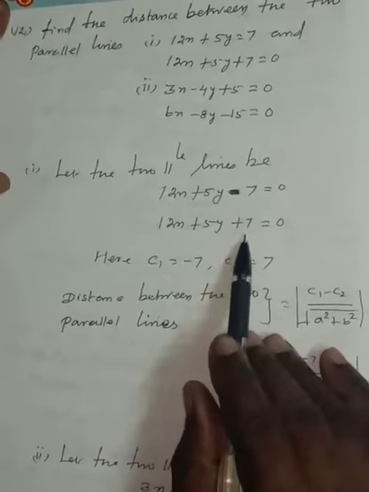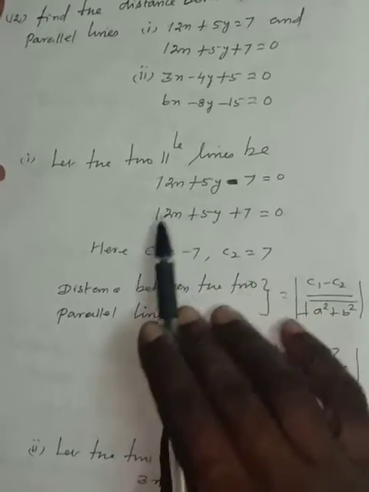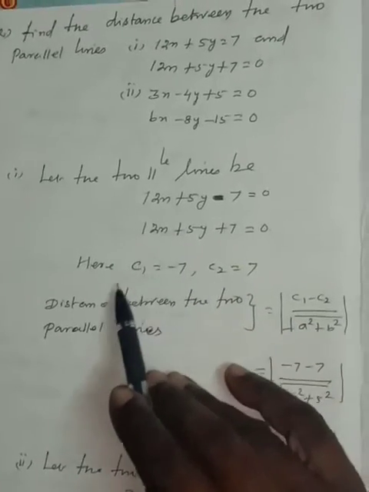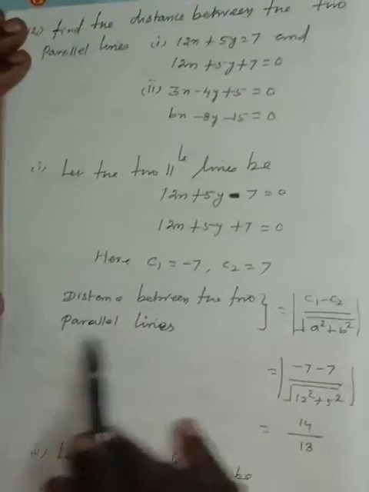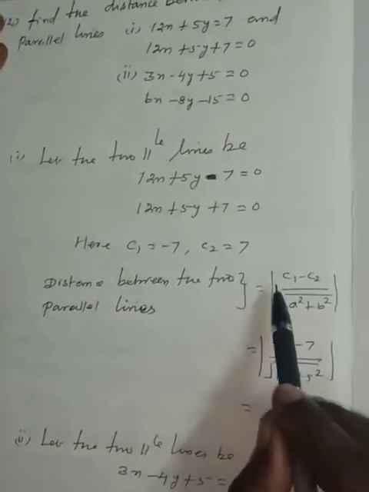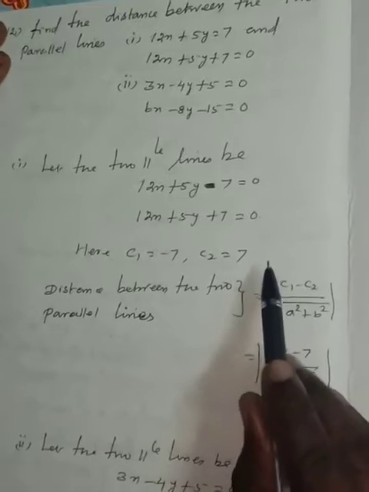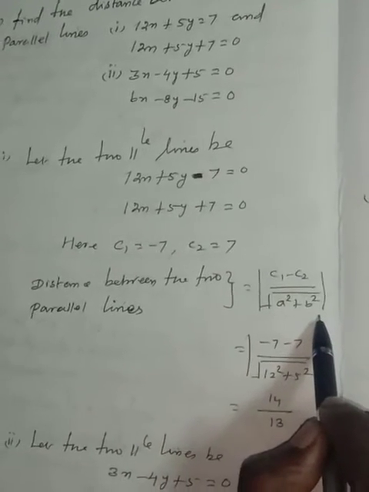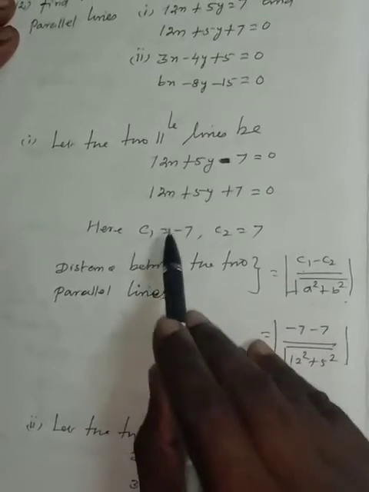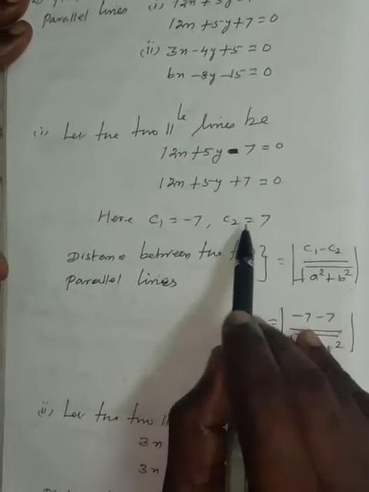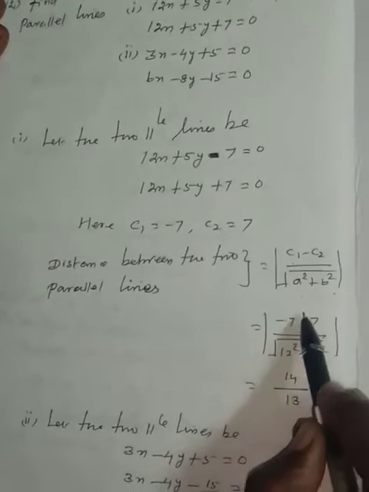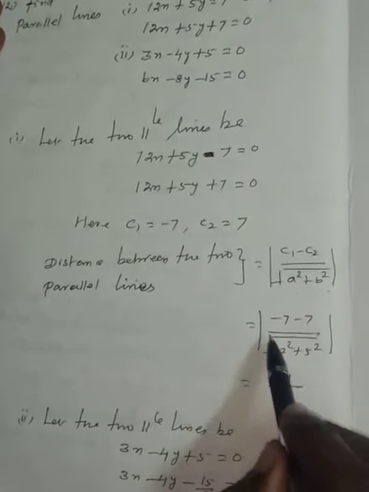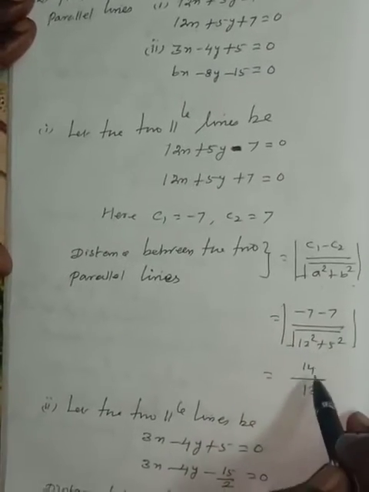The constant term will be different. The coefficients of the x term and the y term are all equal. Therefore, the distance between the two parallel lines is given by the formula modulus of c1 minus c2 divided by square root of a square plus b square. c1 is minus 7, c2 is plus 7. So minus 7 minus of plus 7, minus 7 minus 7 is minus 14.